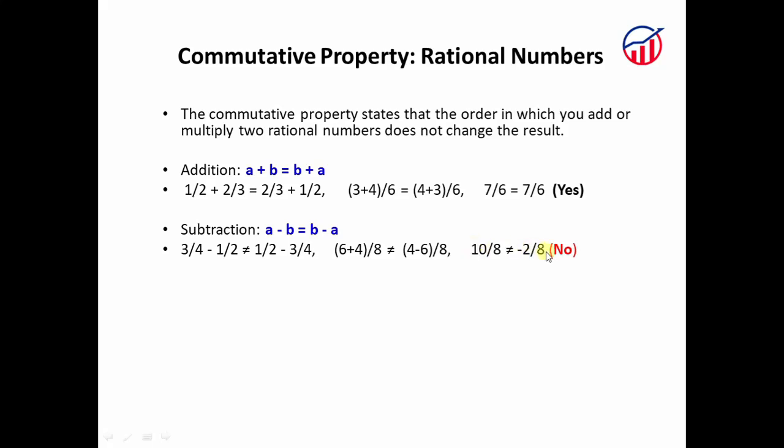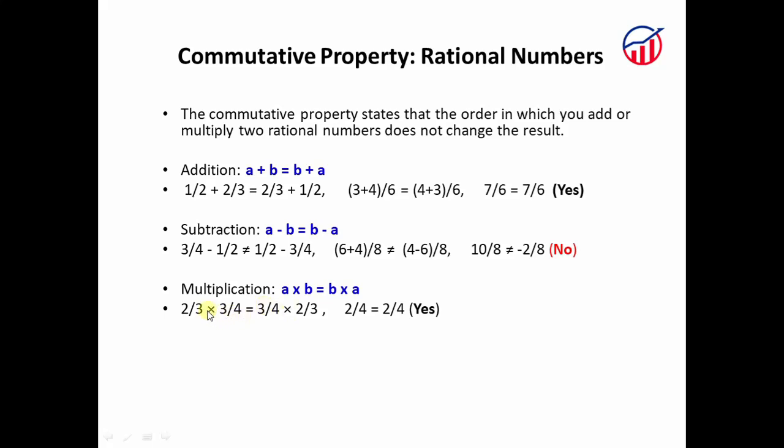So both are not equal, so hence it is not true for, or it does not validate the commutative property for subtraction. Then we have multiplication. A into b is b into a. So 2 upon 3 into 3 upon 4, and you reverse the order, 3 upon 4 into 2 by 3.